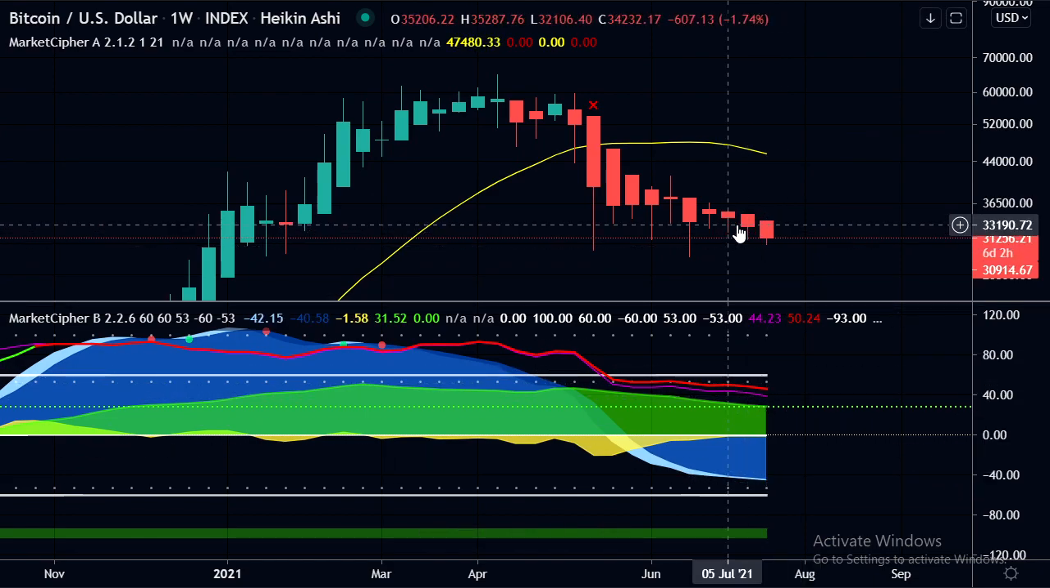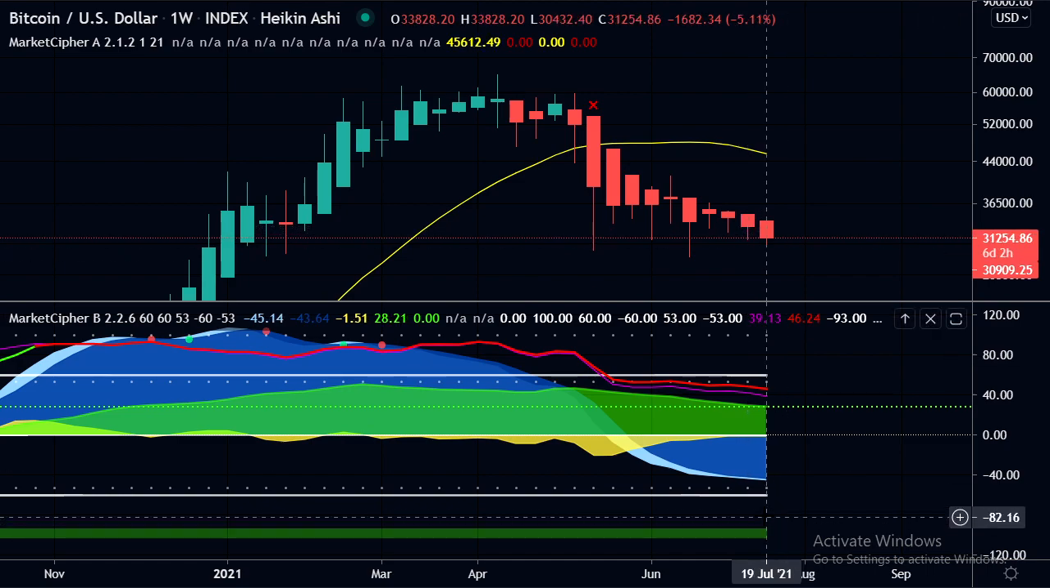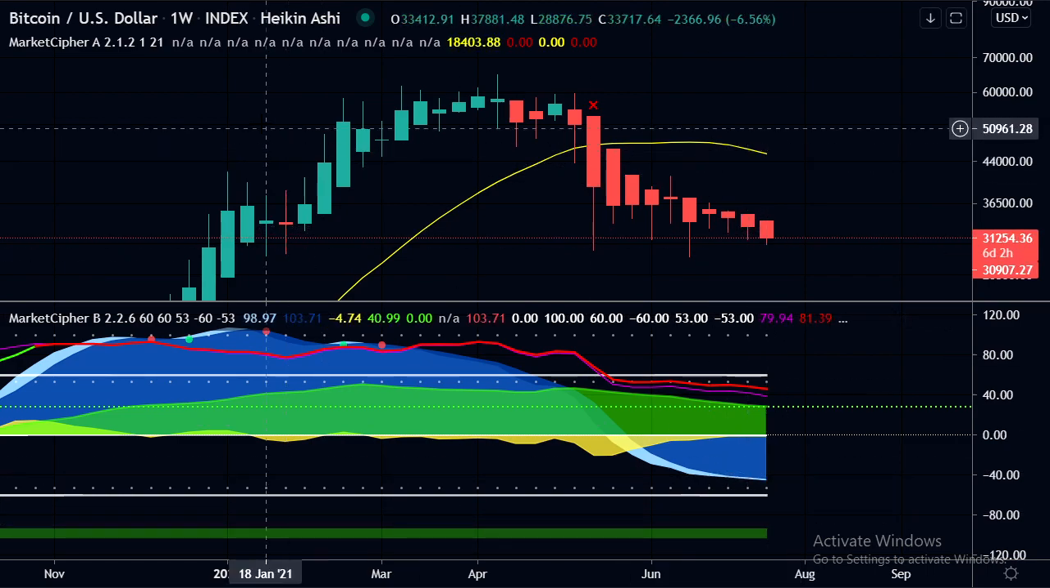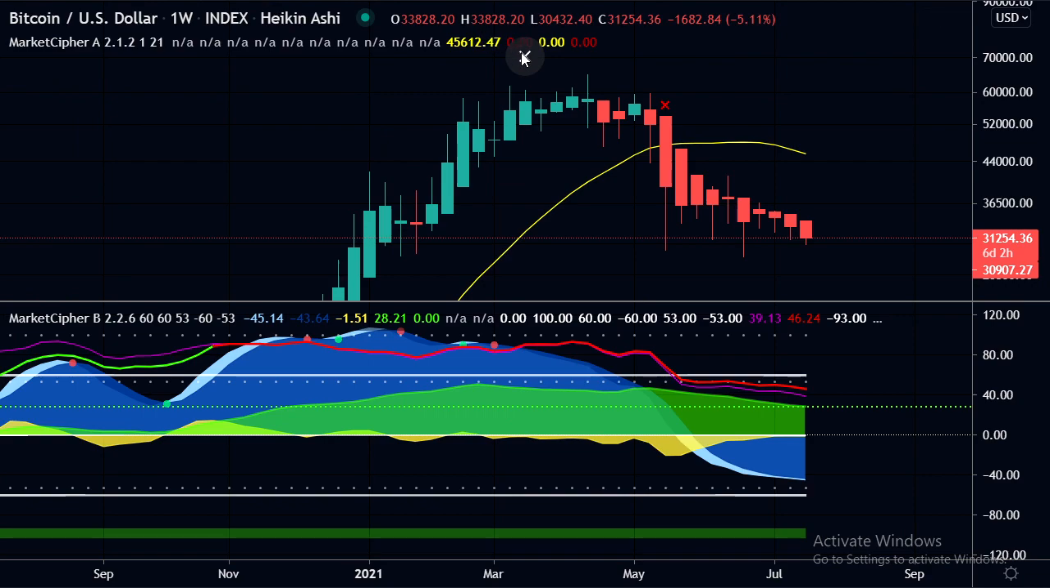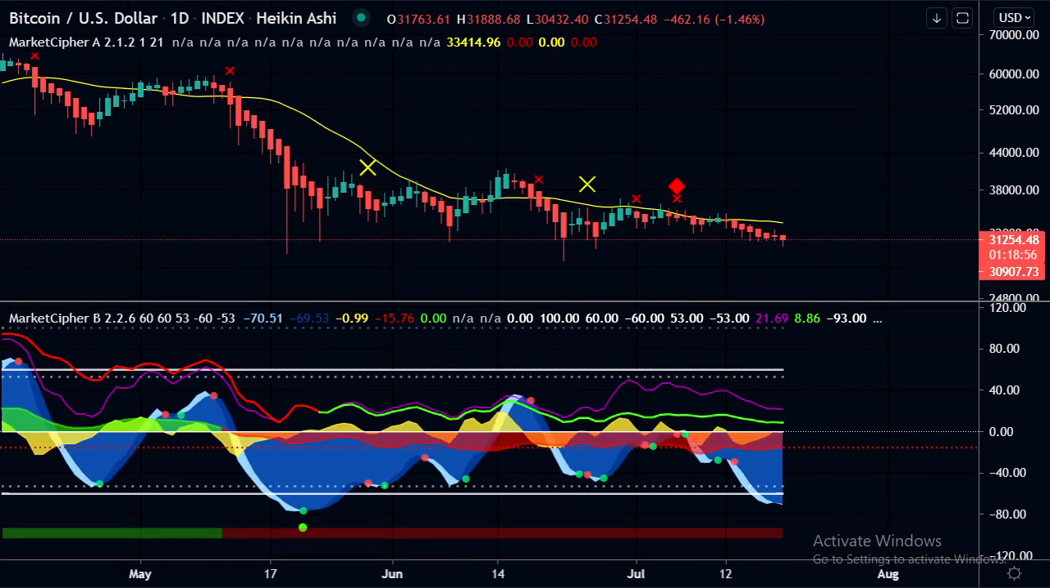And just quickly on Market Cipher, we're still looking for that green dot here on the weekly. We did close the week a bit lower, so this has been extended. We still don't have that green dot on the weekly. The daily here also looks close to getting a green dot, so we'll have to look for that for a possible bounce here.